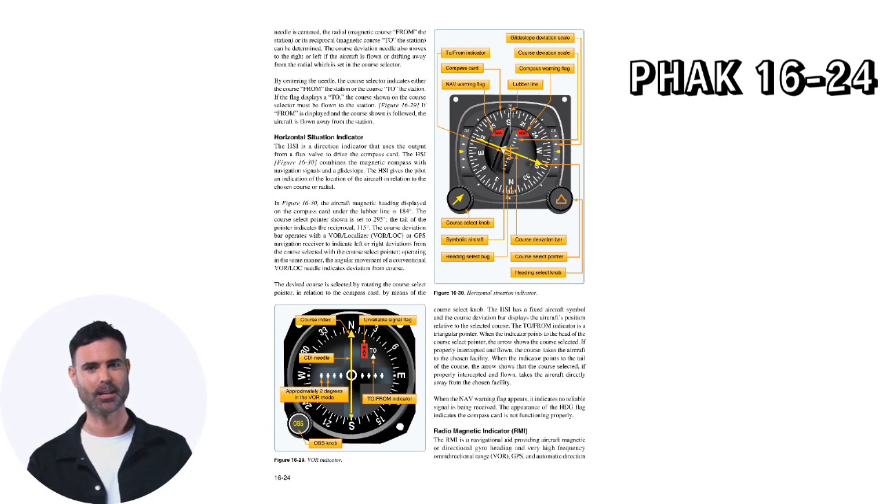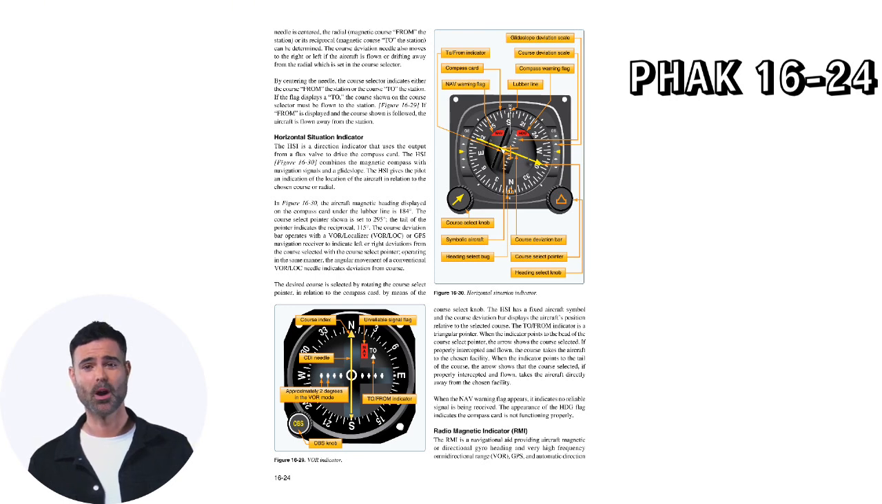Horizontal situation indicator. The HSI is a direction indicator that uses the output from a flux valve to drive the compass card. The HSI combines the magnetic compass with navigation signals and a glide slope. The HSI gives the pilot an indication of the location of the aircraft in relation to the chosen course or radial. In Figure 16-30, the aircraft magnetic heading displayed on the compass card under the lubber line is 184 degrees. The course select pointer shown is set to 295 degrees. The tail of the pointer indicates the reciprocal, 115 degrees.